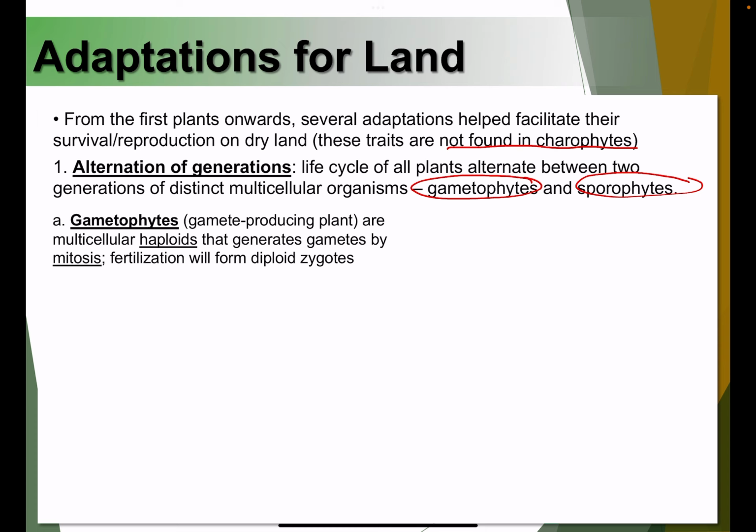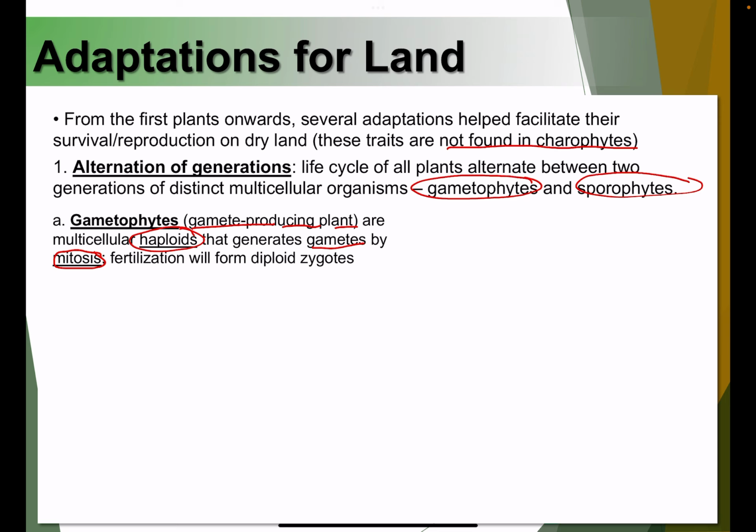Gametophytes, if we were to define it directly, means gamete-producing plants. They are multicellular haploids that generate gametes by mitosis. So don't mistake this from what we've learned about human cells or animal cells in general. Before, when we talked about meiosis, that's how we produce gametes. But now we're talking about plants. So in this particular case, gametophytes are actually haploids to begin with, and they just have to generate gametes by mitosis. There's no need for meiosis here because they were haploids to begin with.